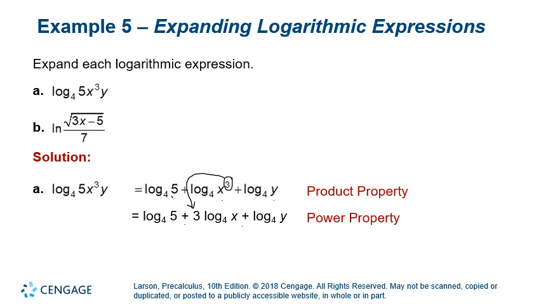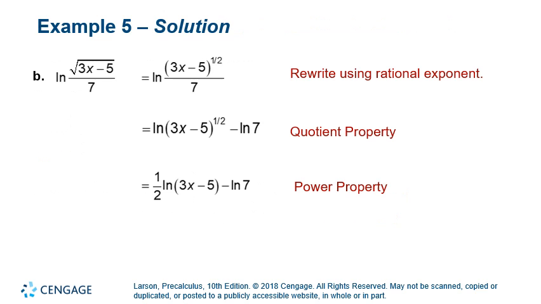For part B, we have a quotient. So the first thing that they did was they rewrote that square root as something to the 1/2 power, that rational exponent. And they expanded it by subtracting, because this is a division. Then they took that 1/2, and you'll see why they did that, because they're going to pull that down into the front using the power property.